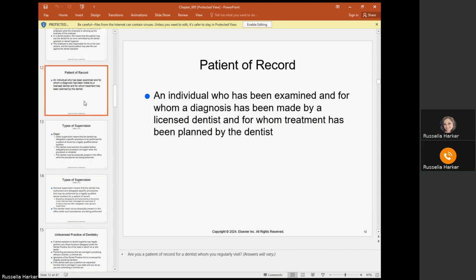A patient of record is someone who's been examined and diagnosed by a licensed dentist and has had his or her treatment planned by that dentist. So it's not someone that is there for just an emergency, but someone who is there for continued treatment.